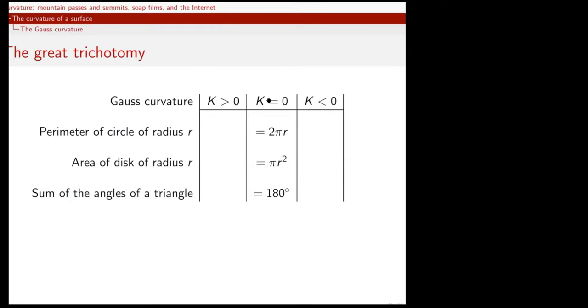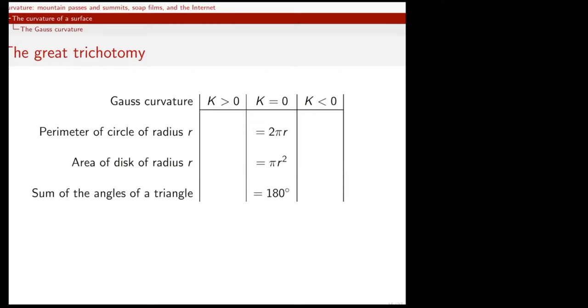So you have the Gauss curvature, it's a number. Either it's equal to zero, or it's positive, like at a mountain top, or it's negative, like at a mountain pass. But when it's zero, like on the plane, you know that if you take a circle of radius r, the perimeter of that circle is 2 pi r, right? You know that formula. If you take a disk of radius r, its area is pi r squared. And you also know that if you take a triangle, the sum of the angles is 180 degrees, okay?